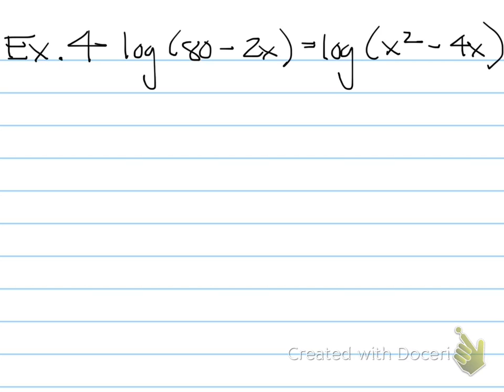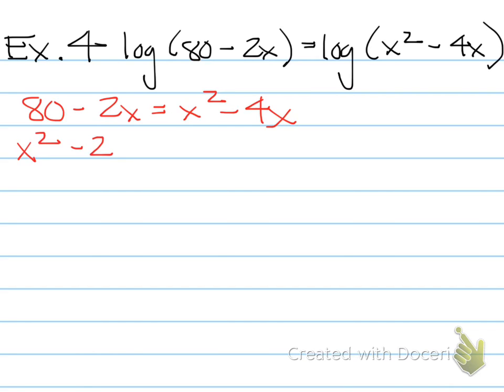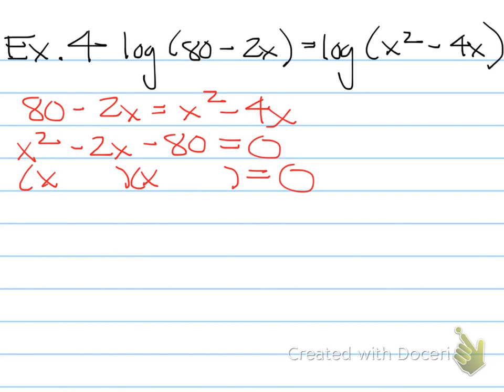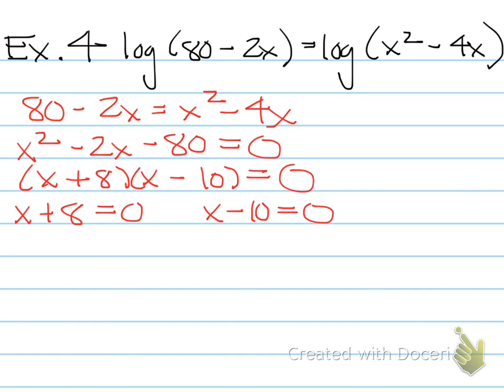And this last example, we have two logs again set equal to each other. They both have the same base, so we can take what we're taking the log of and set that equal to each other. We have a quadratic equation. We can factor that quadratic equation, get x and x. The back end of the parentheses, we have 8 and 10. 10 should be negative, 8 should be positive. When we set those factors equal to 0, we get x equals -8 and x equals 10.